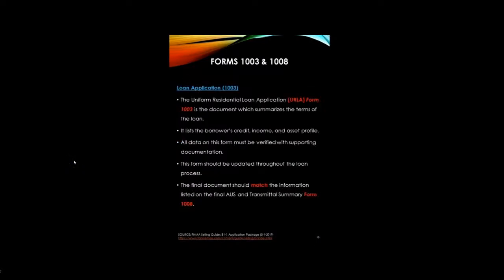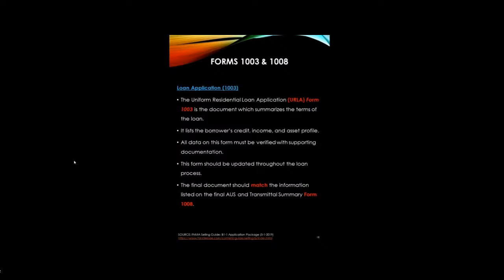All right, forms 1003 and 1008. A 1003 is basically your loan application that gives you all your loan data. It tells you who the borrower is, the address, social security number, date of birth, their job information, their income, any real estate owned, and loan details on your purchase price, your appraised value, what type of home it is. It lists everything, credit, assets. So that's your main go-to when you're underwriting a file, because that tells you everything.